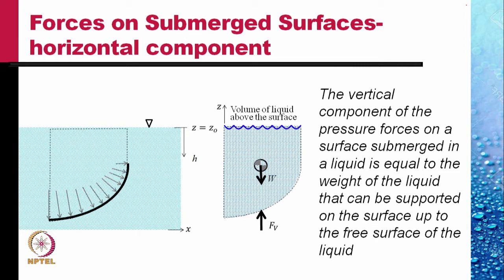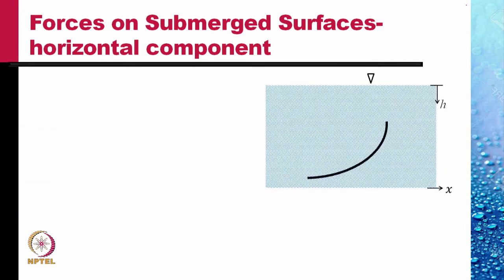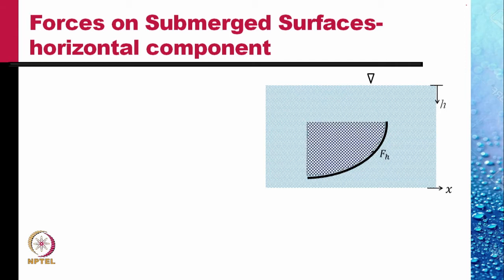Let us next consider the horizontal force on this submerged surface. Same surface. Let the horizontal force because of liquid on the surface be Fh as shown. Let us consider this body of fluid and draw a free body diagram of this body of fluid.